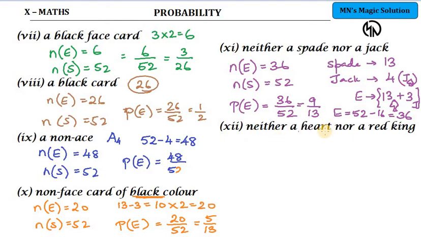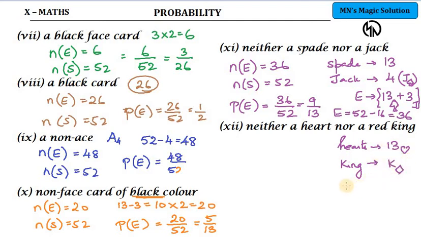Question number 12. Neither a heart nor a red king. So a heart should not be there. So how many hearts are there? You know, 13 hearts are there. And nor a red king. So kings, you will be having the king of diamond and the king of heart, which will be already in this set of 13 hearts.